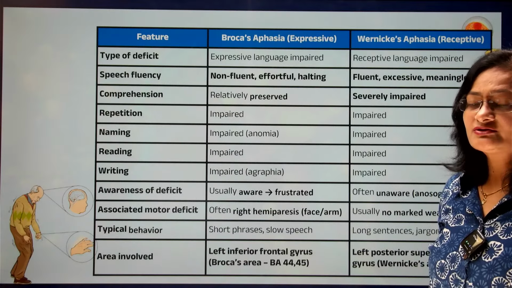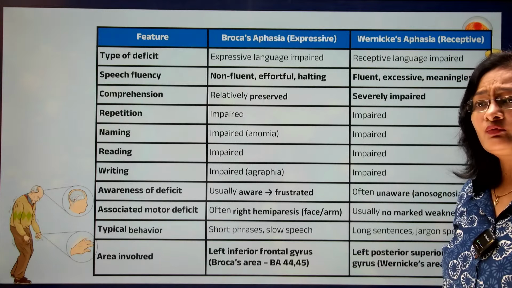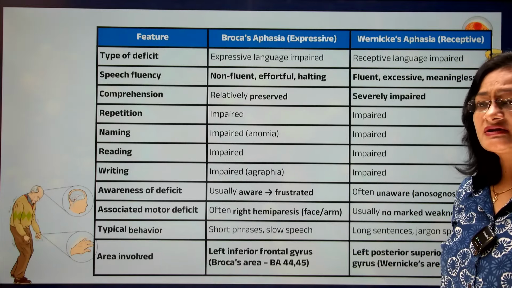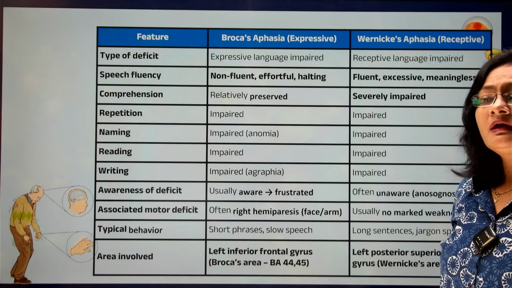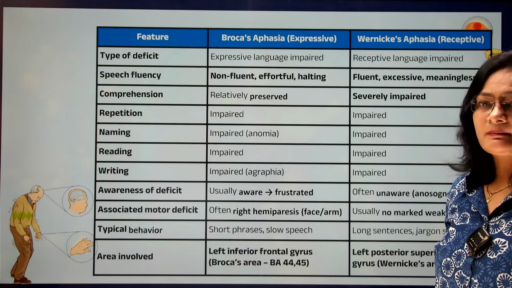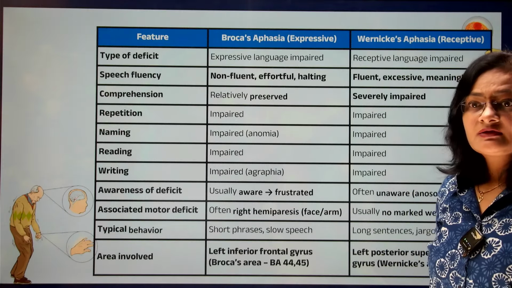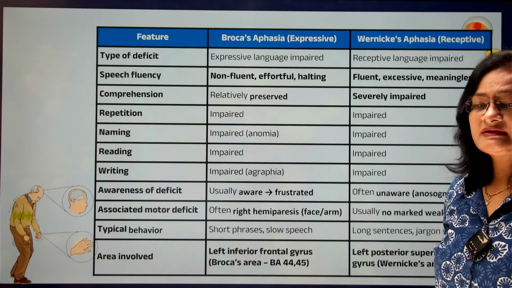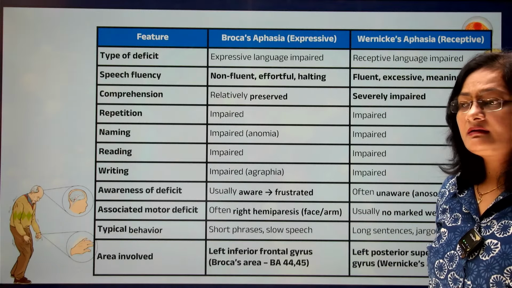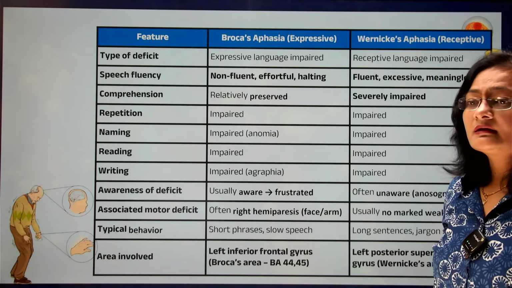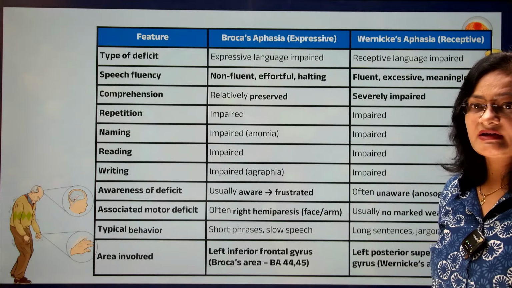feels frustrated. So frustration will be common in patients with Broca's aphasia, while in Wernicke's aphasia, the patient may be unaware of his deficit. So that will result in less frustration as compared to Broca's aphasia. Associated motor deficit: the patient may have right hemiparesis, that is affection of face and arm, while in Wernicke's aphasia, there might not be severe weakness present along with Wernicke's aphasia.